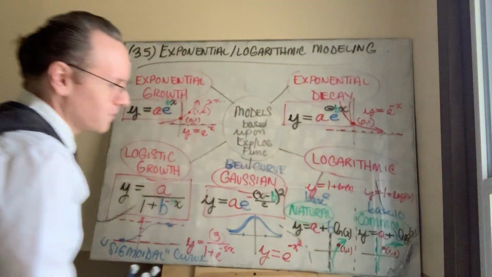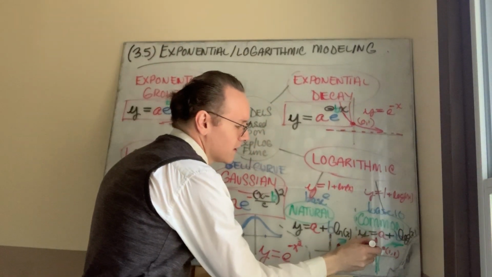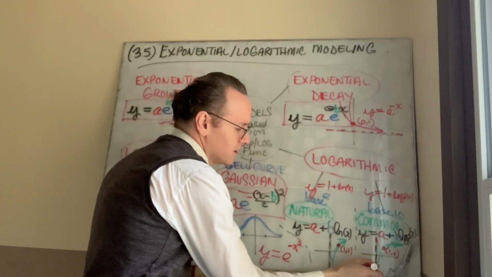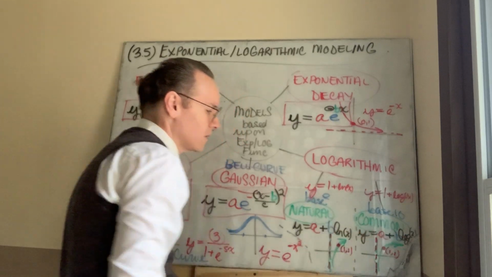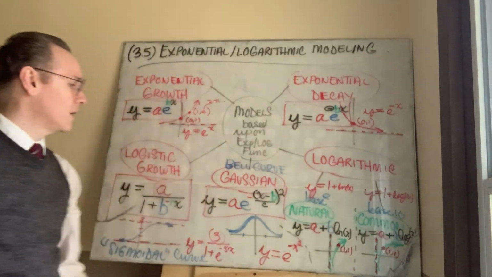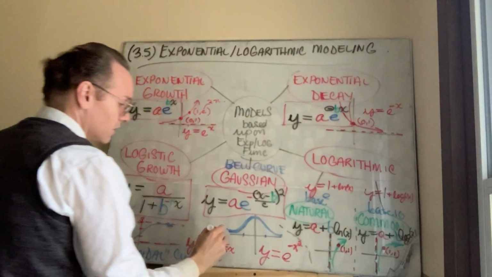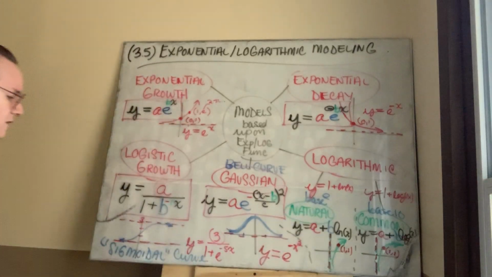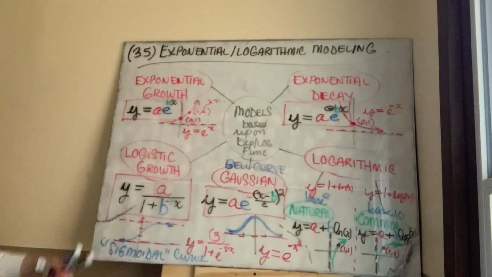Anyhow, so let's say something about each of these for the sake of distinguishing them. All right. The logs have vertical asymptotes. Virtually everything else has horizontal asymptotes. In the case of logistic, it has 2.